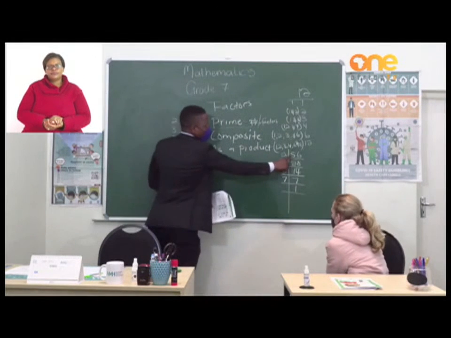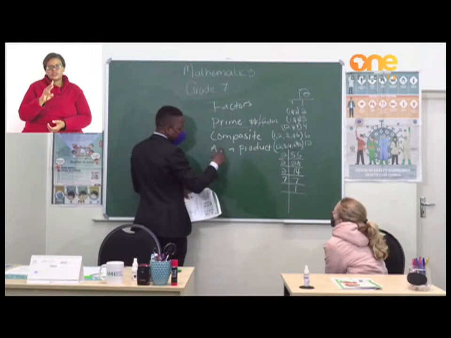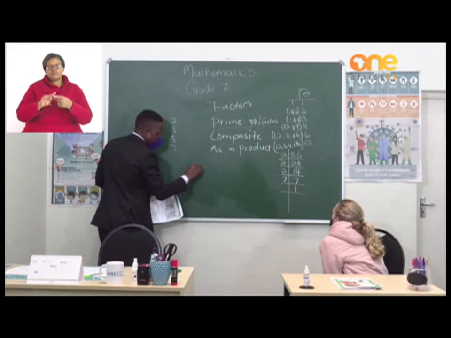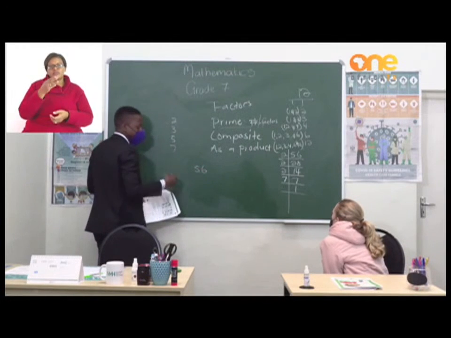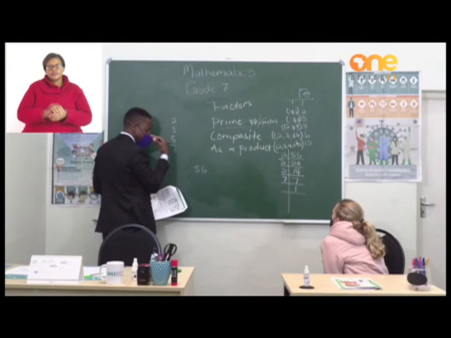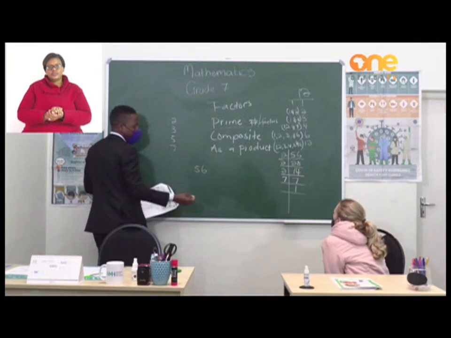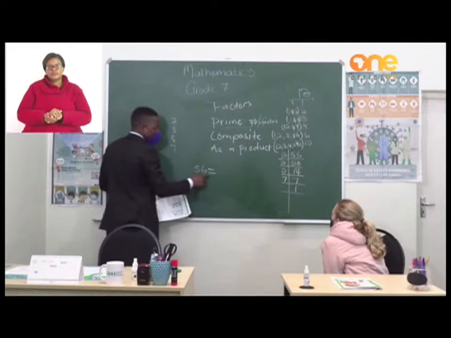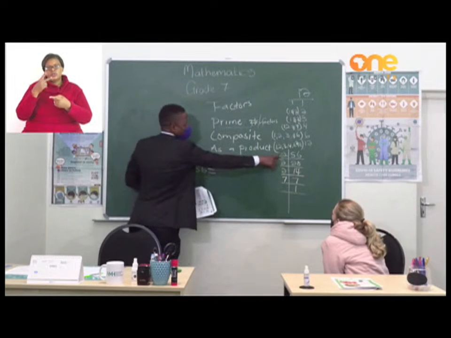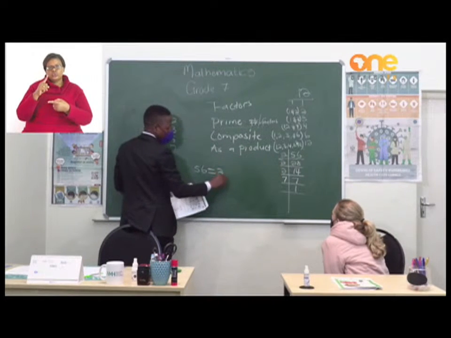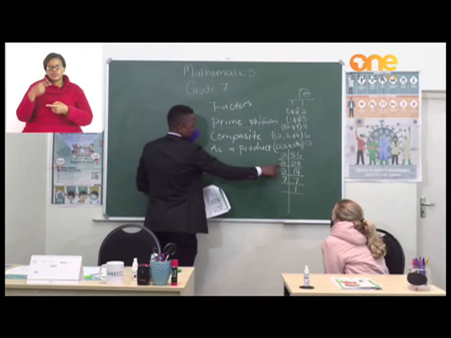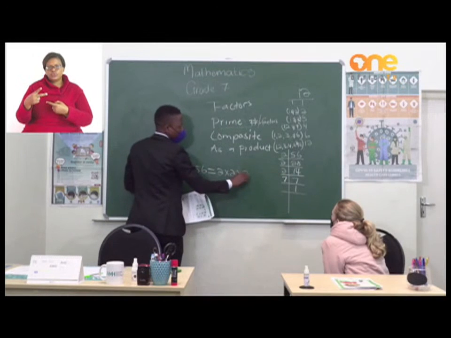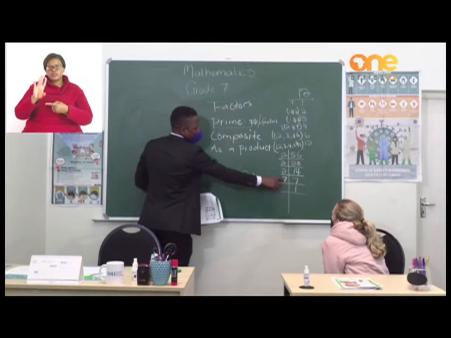You must write it in this way. Write 56 as a product of its prime factors. You write 56 as a product. A product is an answer for multiplication. In that manner, you write 56 equals, you take the first 2 times the second one, 2 times the third one, 2 times 7.